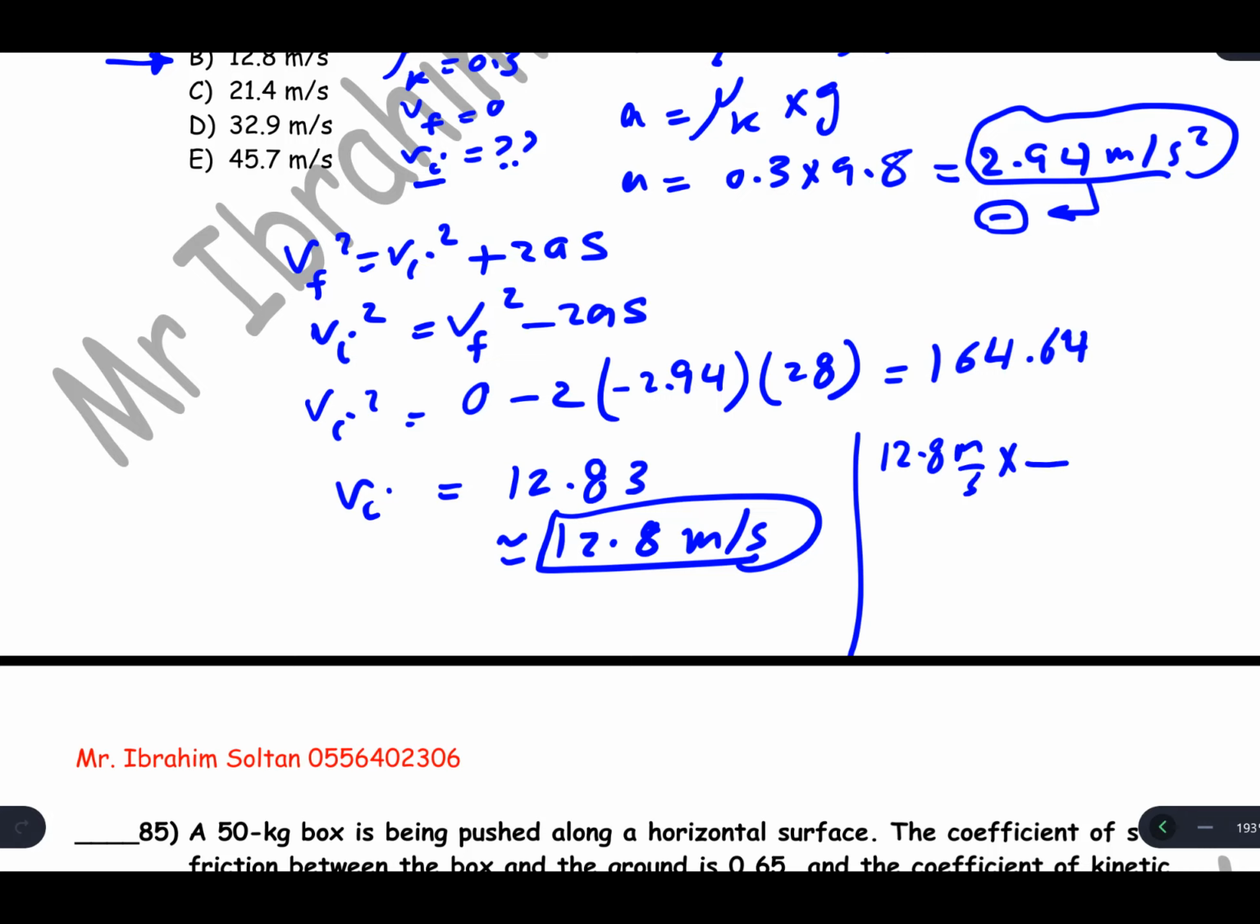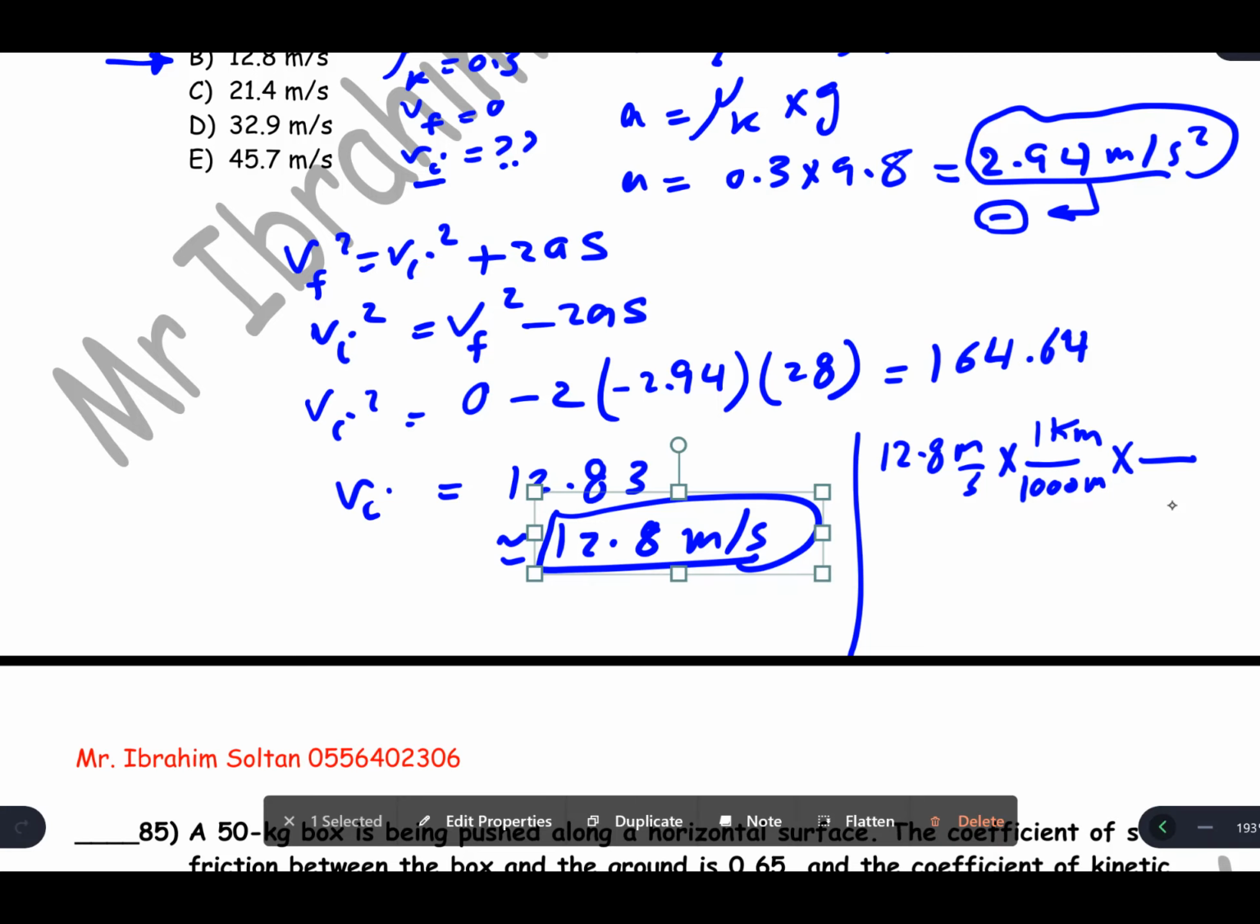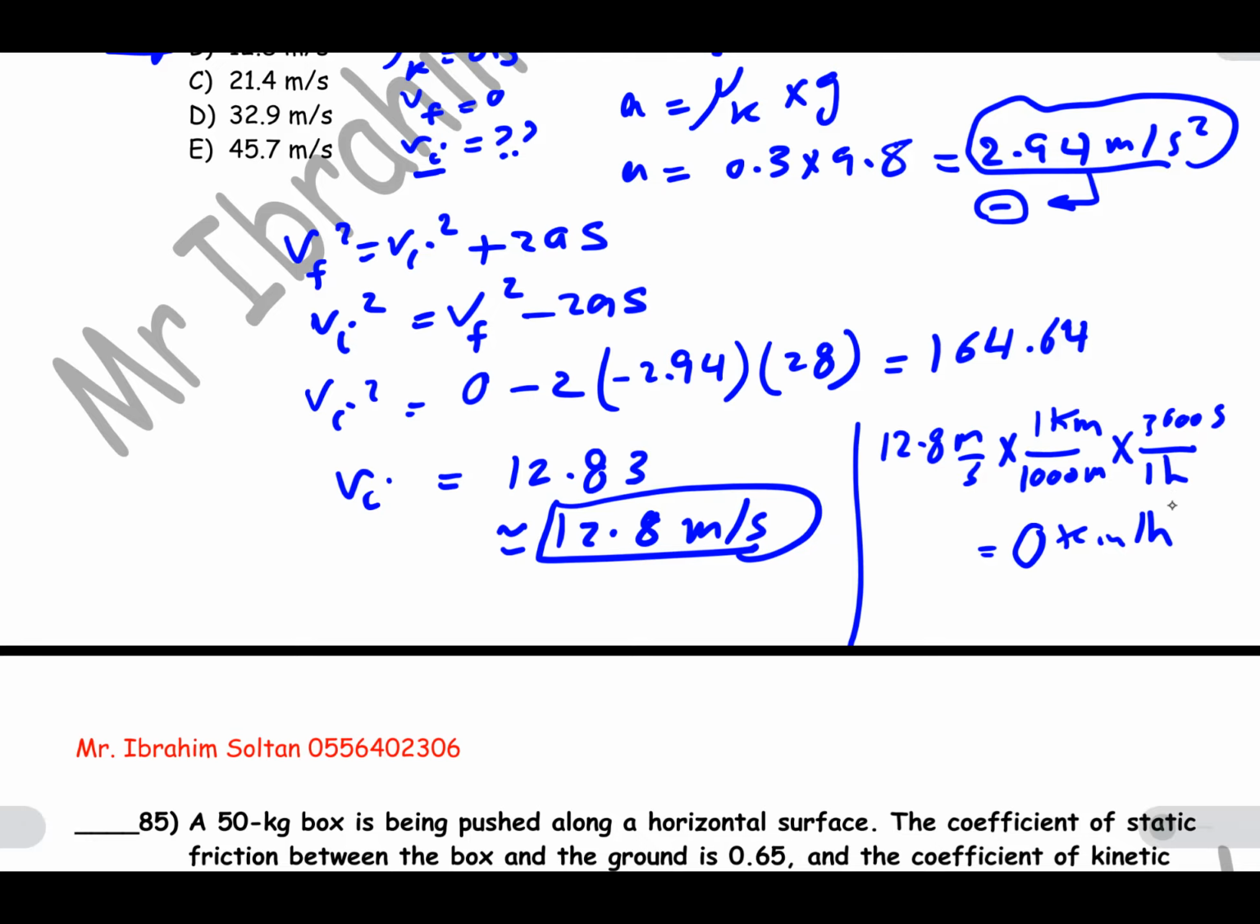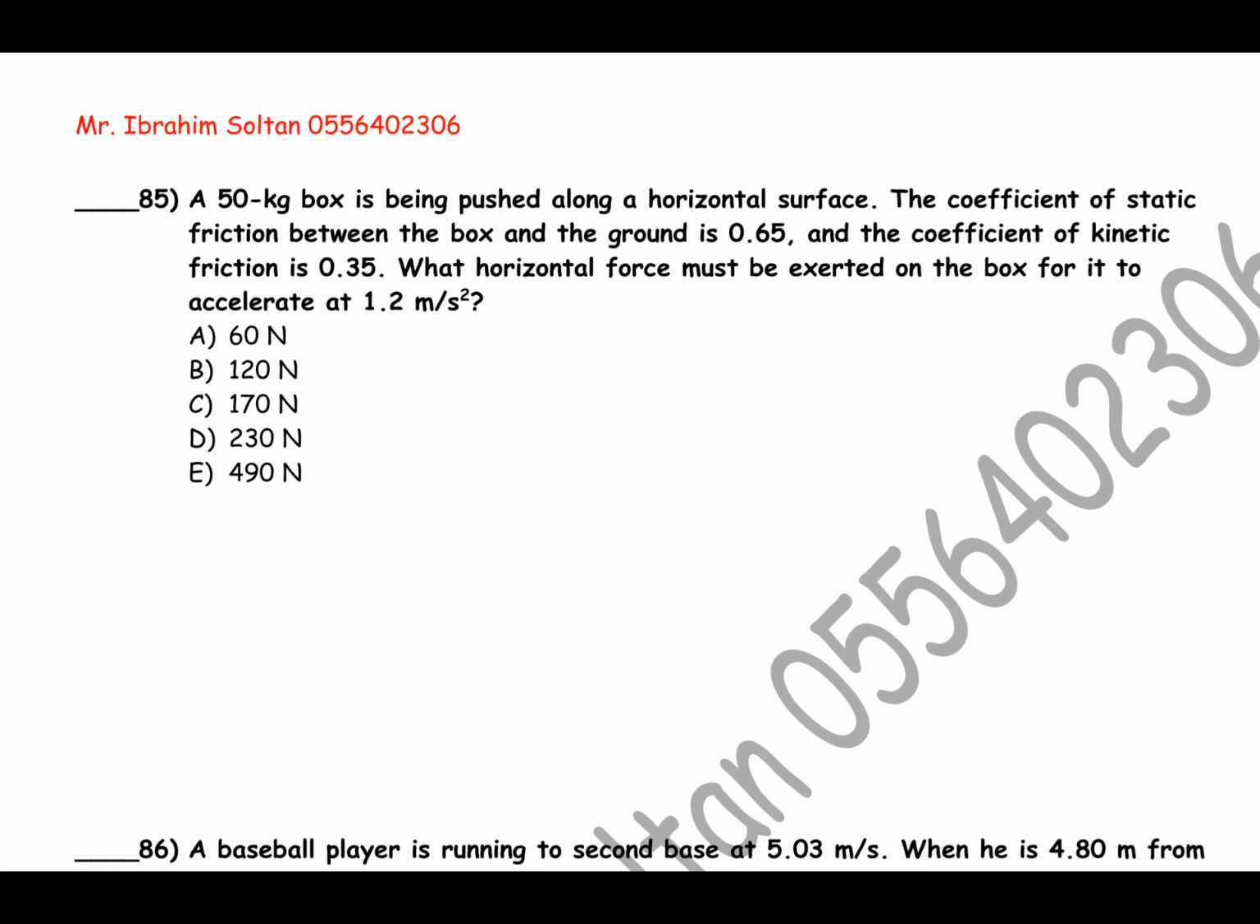12.8 meters per second, multiply, if you want to make it kilometers, so kilometer over 1000 meters, times, if you want to change the second to hour, so 1 hour equals 3600 seconds. So just multiply times 3,600 and divide by 1,000, and you will get the number in kilometers per hour if you'd like to know the exact number in kilometers per hour. Let's go to the next problem.